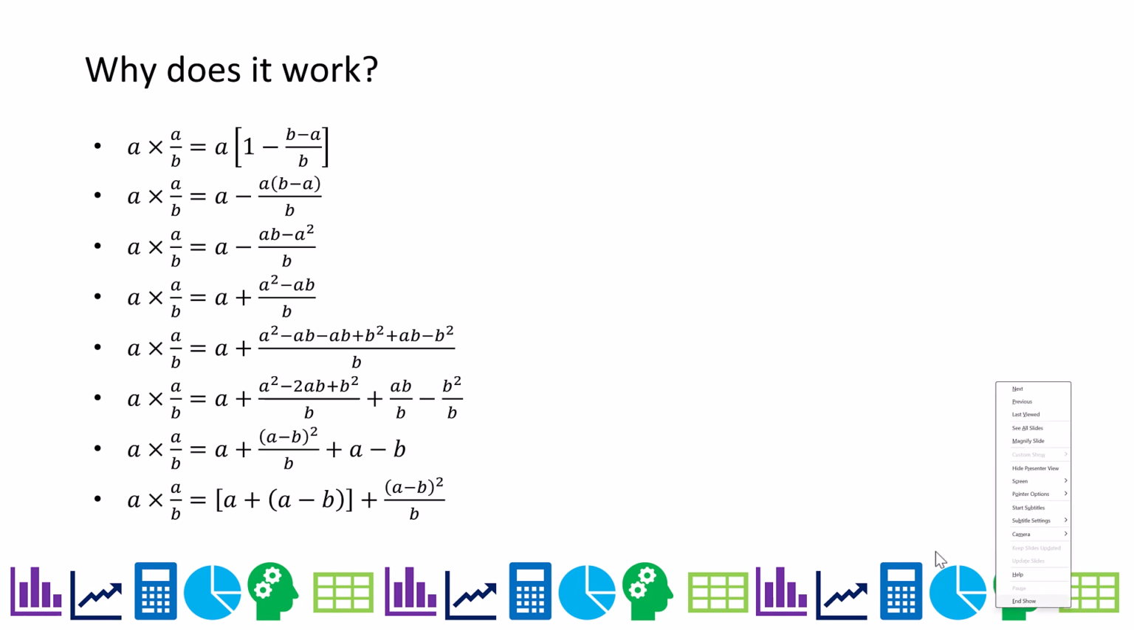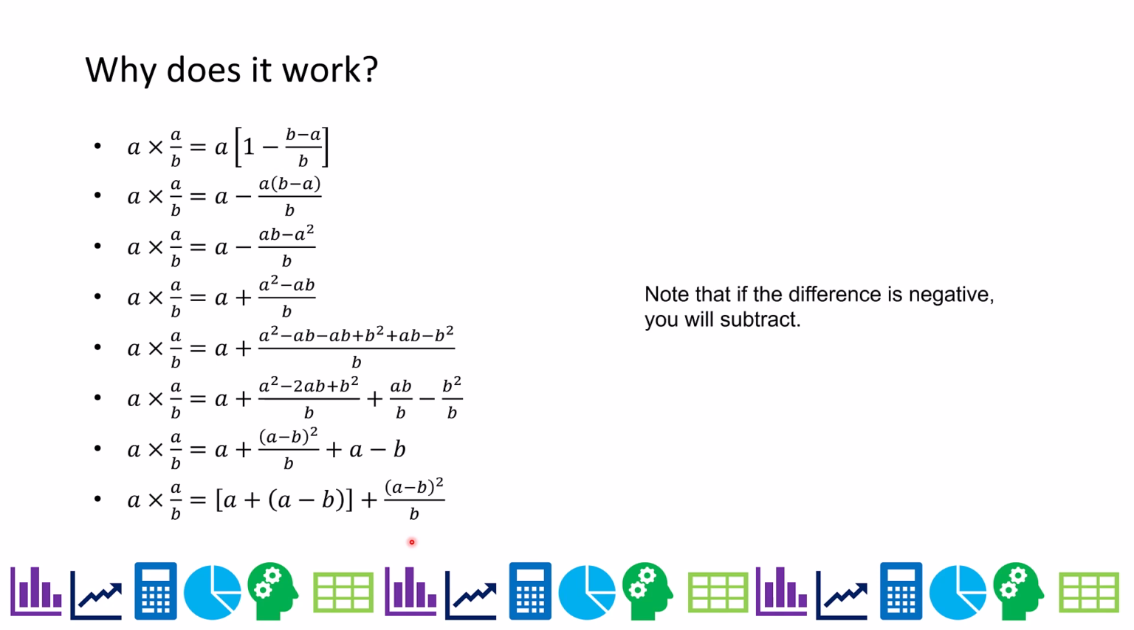Let me get my pointer again. There's the a, right? This is the a minus b right here, plus a minus b squared over b. Now, one caution: if the difference is negative, you will need to subtract. So if a over b is less than 1, you're definitely going to have to subtract. If a over b is greater than 1, you are going to have to do some adding. Just make sure you keep that in mind.